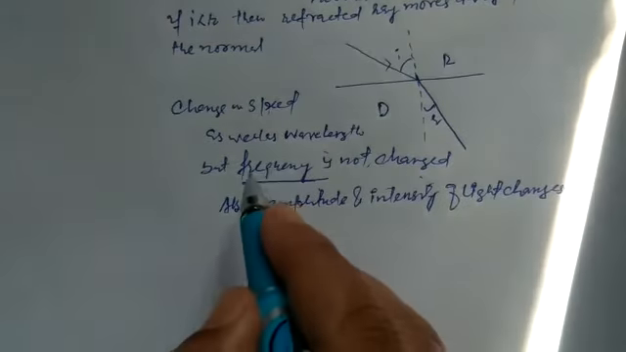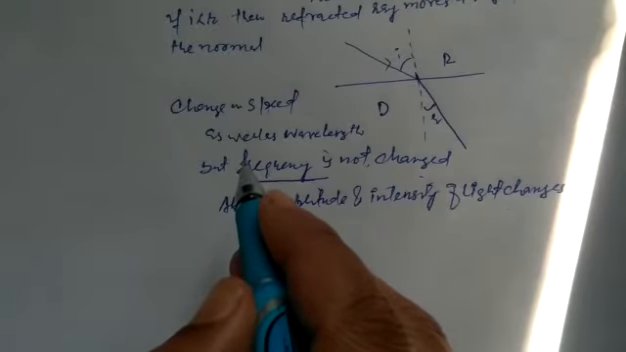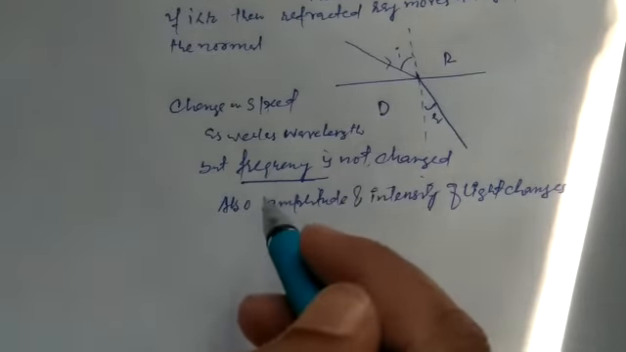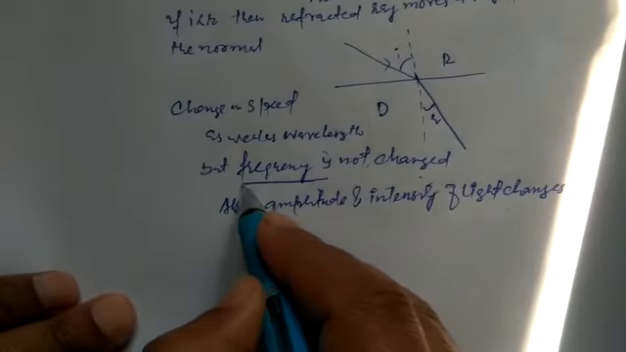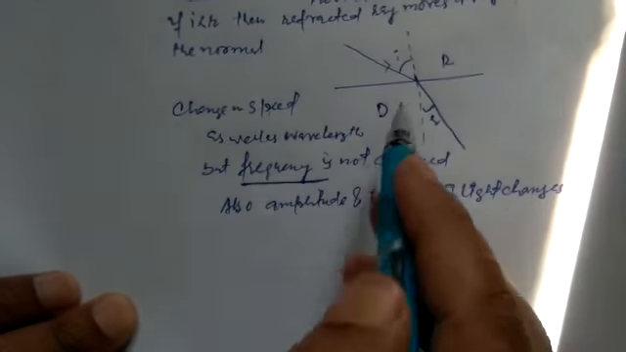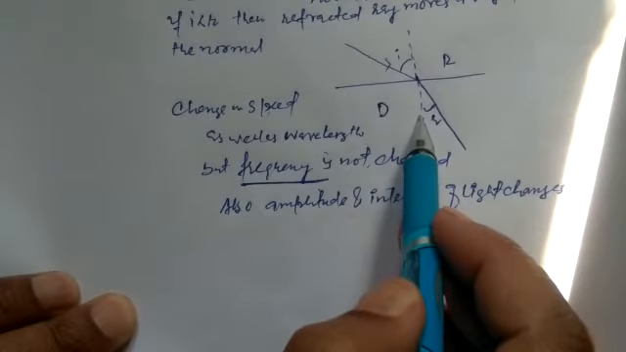So during refraction, what remains constant? It is sometimes asked: speed, wavelength, frequency, or none of these. The frequency is the parameter which doesn't change when a ray of light goes from one medium to another medium.